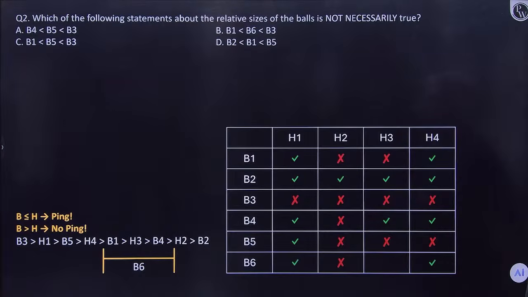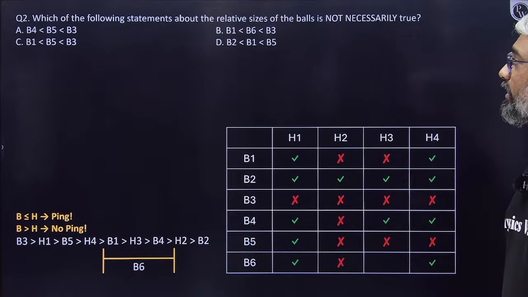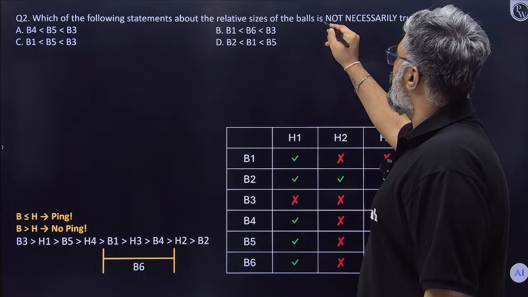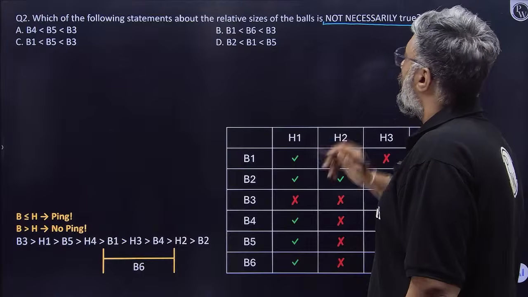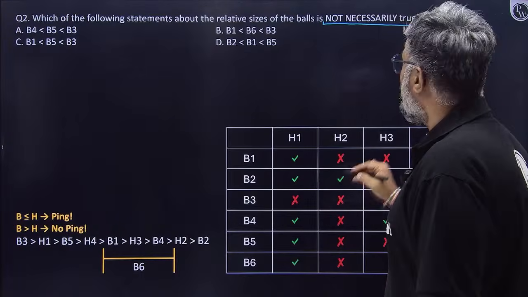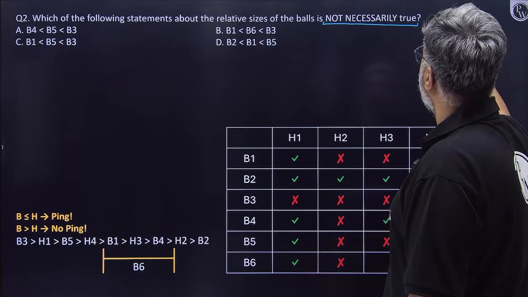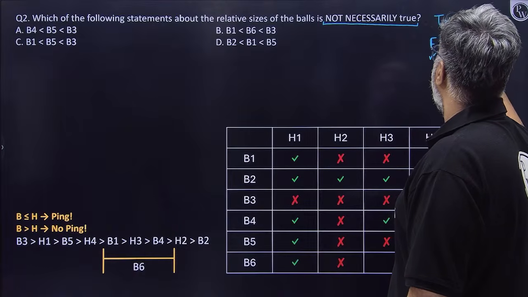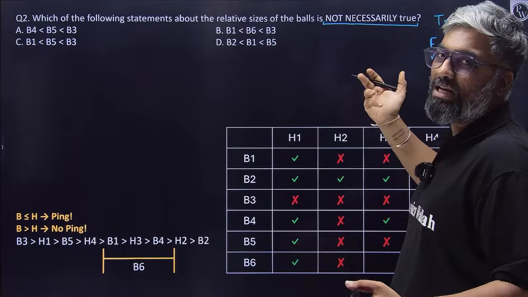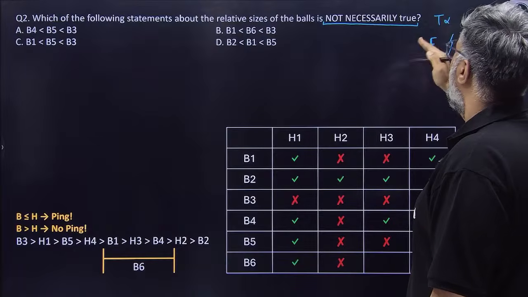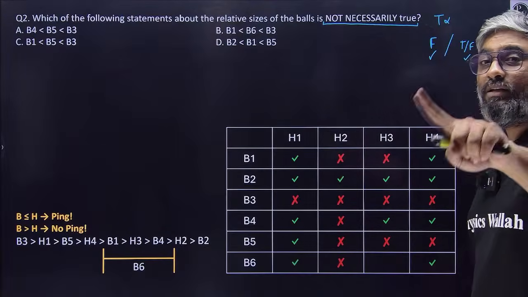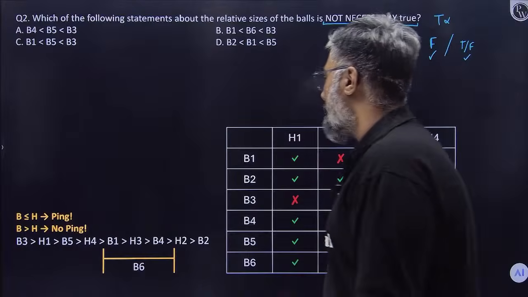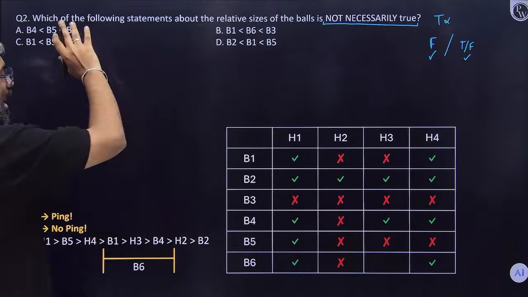Which of the following statements about the relative sizes of the balls is not necessarily true? When they say not necessarily true, what does this mean? This means that it should not be surely true. It can be false, or it can be true or false, like sometimes true, sometimes false, allowed. So this is what we are looking for. If it is definitely true, we don't want it. Okay. So let's see. Now, this is something that can happen to you also.